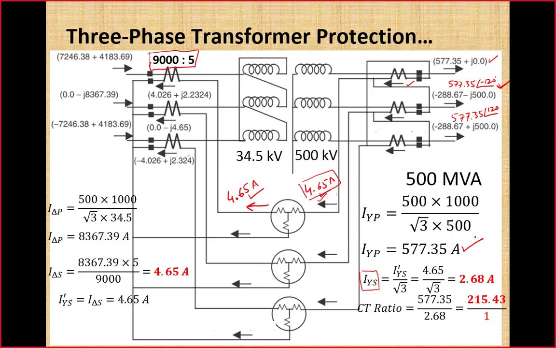But according to American standard, CT has secondary rated at 5 ampere. So due to this reason, multiply the numerator and denominator with 5. This is the required CT: 1077 by 5. This CT must be used. But another hurdle here, we can select the CT ratio only from available standard CT ratios. So the standard CT ratios which will sandwich this required value are 1000 by 5 and 1100 by 5.